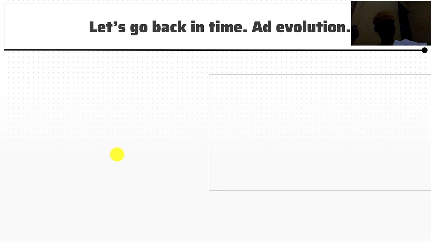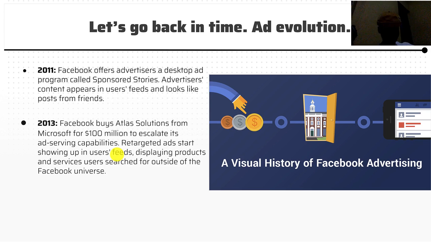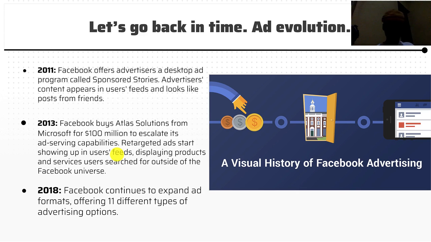So from there to 2011, sponsored stories came. Then in 2013 they bought Microsoft Atlas, as a way to improve their ad capability, and like I said, these people make money on ads. And it is in 2013 that they started retargeting ads. This is how they've evolved, and coming to 2018 they expanded.